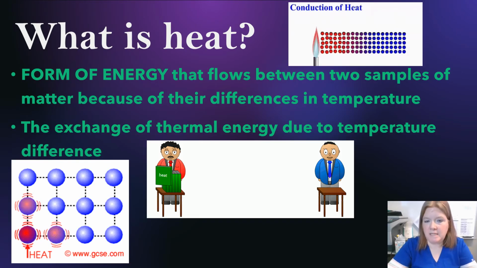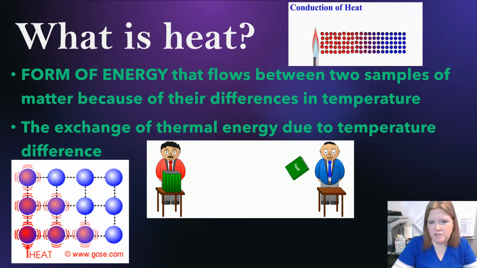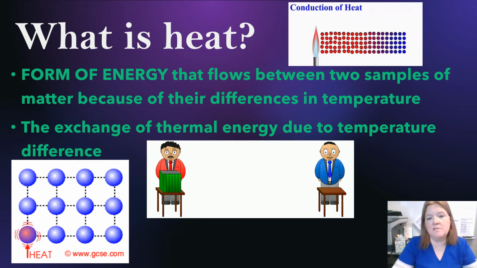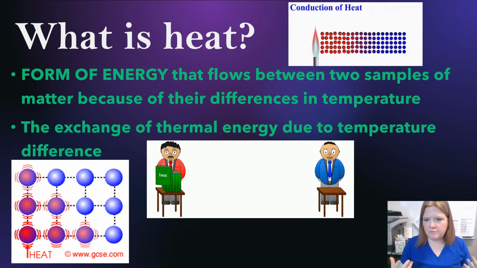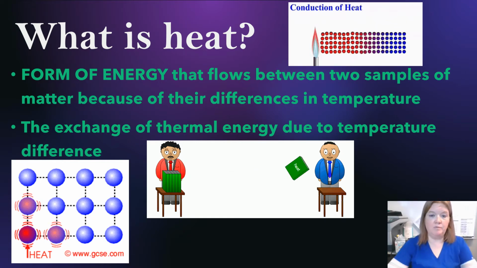All right, so what is heat? Well, heat is a form of energy that flows between two samples of matter based on their differences in temperature. So it's exchanging thermal energy, but due to a temperature difference, okay? So there's a flow of energy because of a difference in temperature. If everything is the same temperature, we can't have a flow of heat. We can't have that movement.